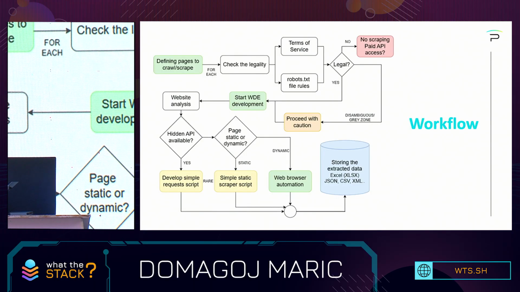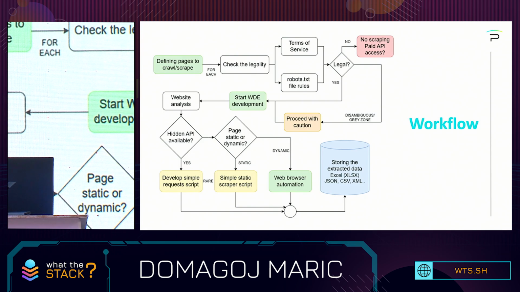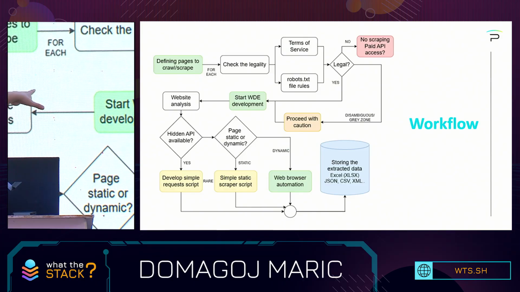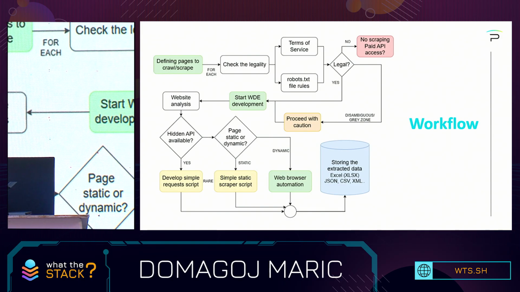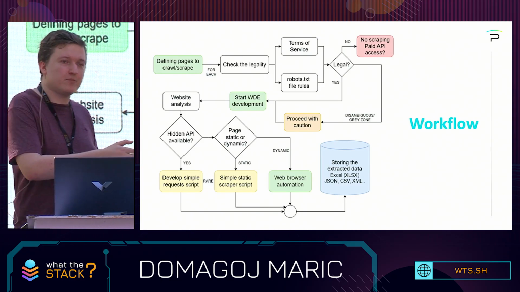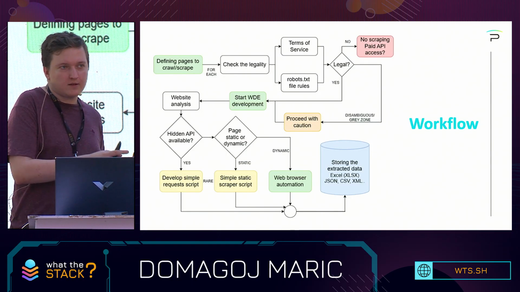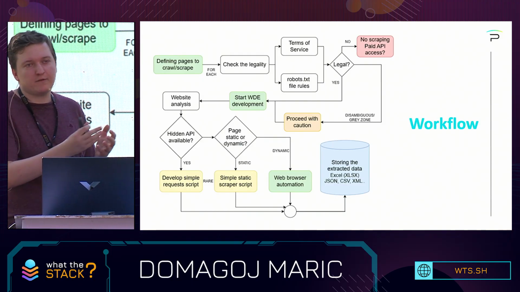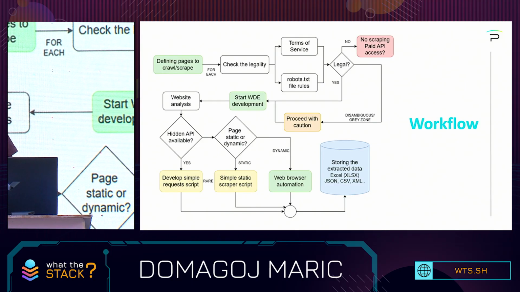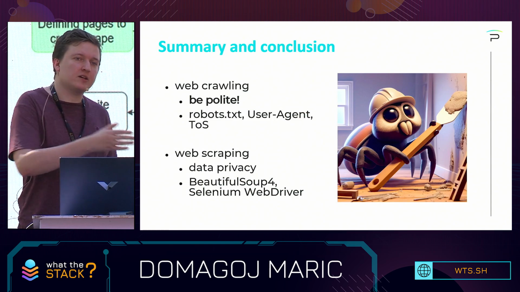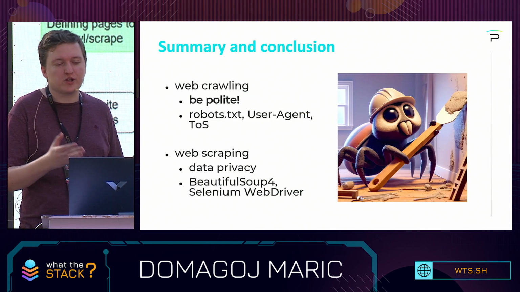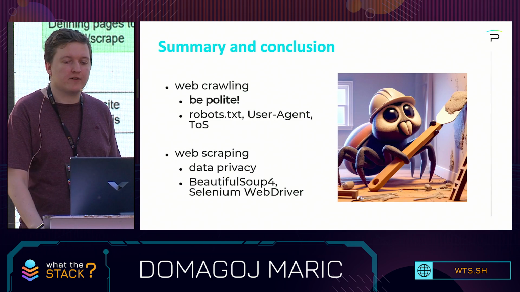This is also a workflow to end things on, how it looks. You should define the strategy, check the legality, see if there's a paid API or maybe a free API which you can use to extract data with. In that way you can see if it's legal or not. Then you either proceed with caution or just start a fully fledged scraping project. Then you see if there's a hidden API. If yes, maybe you can use that API. If not, you should see if it's a static site or a dynamic site. Then you choose the right tool for the job, and then you store the data which you have extracted.